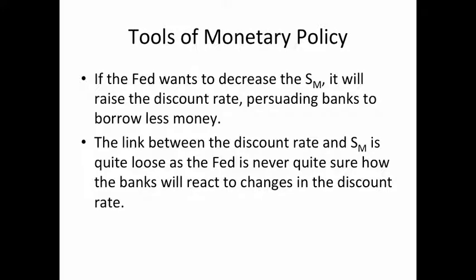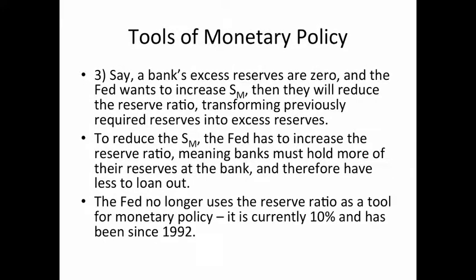If the Fed wanted to decrease the money supply, it would just do the opposite. It would raise the discount rate, dissuading banks from borrowing so much money from the Fed. So there's a link between the discount rate and the money supply. However, it's quite loose, as the Fed is never quite sure how the banks will react to changes in the discount rate. So really, while this is a potential tool that the Fed has of manipulating the money supply, it rarely gets used. So the third option, which actually no longer gets used, but we'll talk about it anyway.